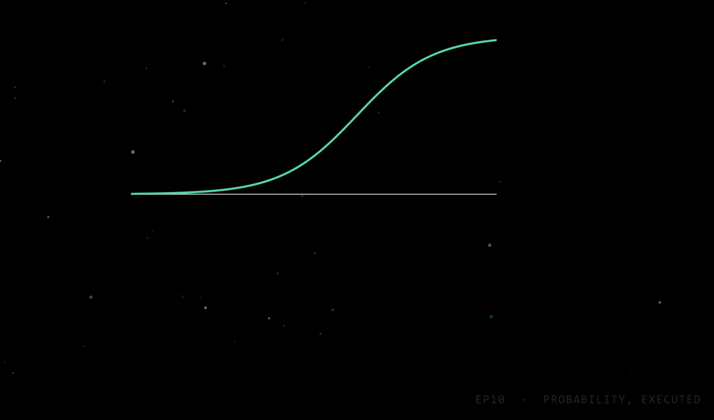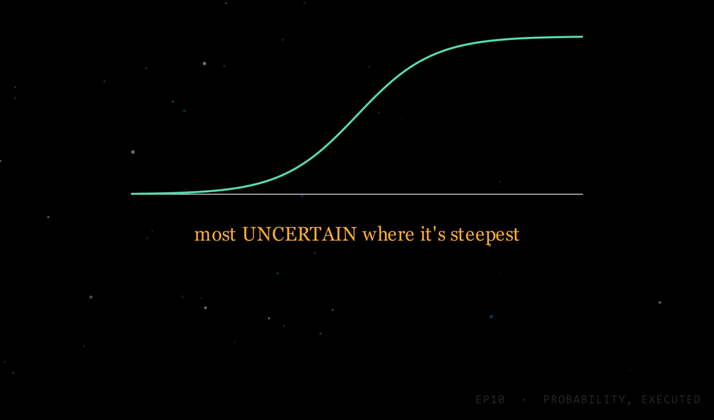Here's the shape. Flat near 0 on the left, a steep transition through the middle, flat near 1 on the right. Notice the model is most uncertain exactly where it's steepest and most confident at the extremes. And notice something practical. Where the curve is flat, large changes in x barely move the probability. So precision in your inputs matters far less out there than it does in the middle.